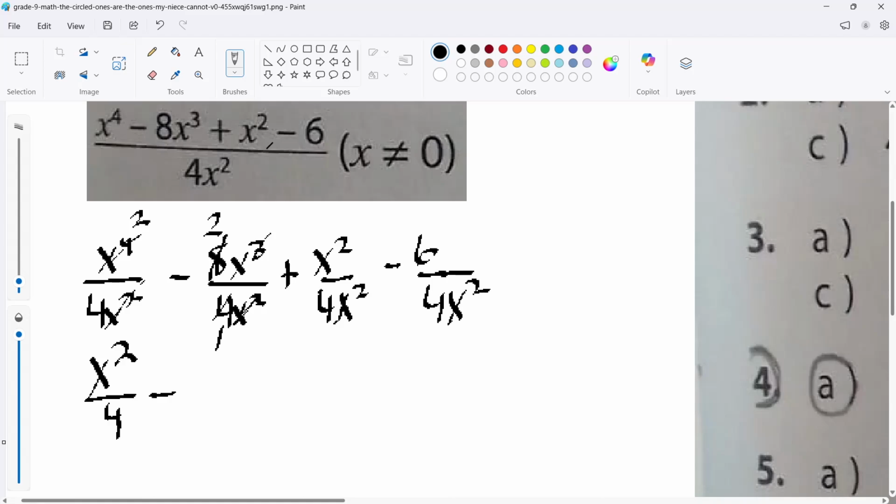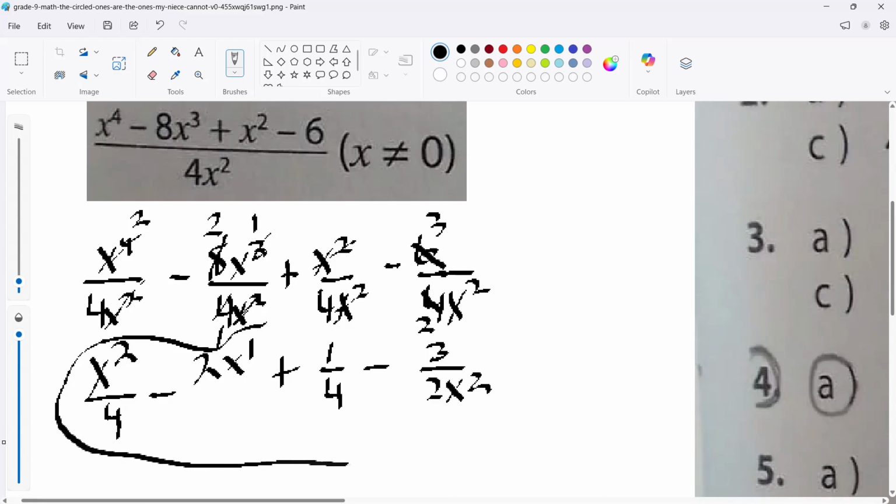Really what I'm doing is subtracting the exponents. 3 minus 2 is 1, so what's left is x to the 1st. So I've got 2x to the 1st on top, and I've got nothing left on the bottom, so it's just 2x to the 1st. Or just 1 left on the bottom. Plus, the x squareds cancel. This is 1/4 minus, I can divide 6 and 4 by 2, so this is 3 over 2x squared. And that is the answer, my friends.